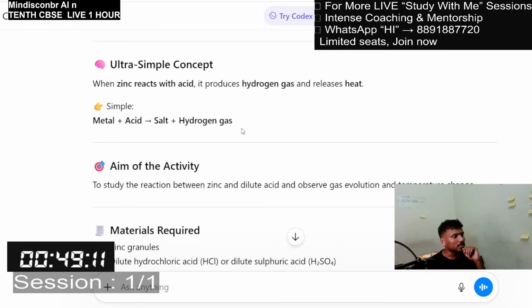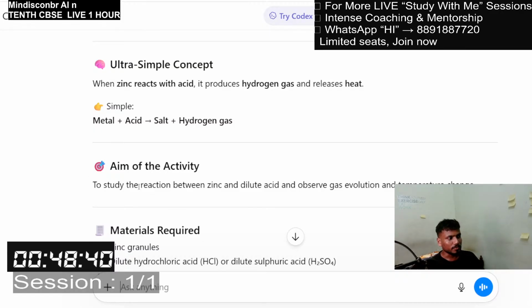Okay, it's a simple concept. When zinc reacts with acid, it produces hydrogen gas and releases heat. Simple: metal plus acid gives salt plus hydrogen gas. So whenever metals react with acids, zinc is a metal and the acid is HCl or H2SO4. When a metal combines with acid, we get a salt and hydrogen gas.